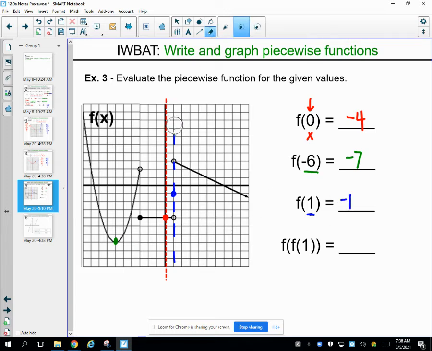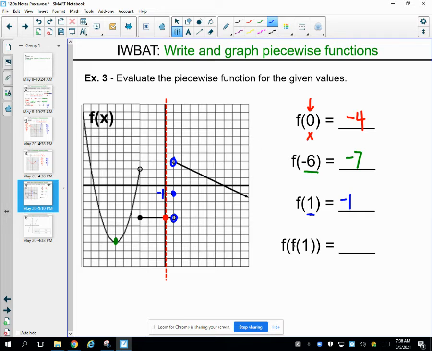Okay, so let me erase the rest, so you can see that again. On this line, it's not defined here because this is an open circle. So this is where the function is defined. That's at a y value of -1.